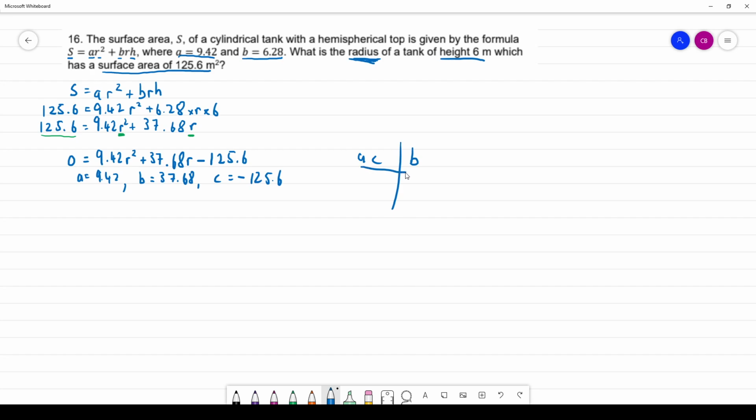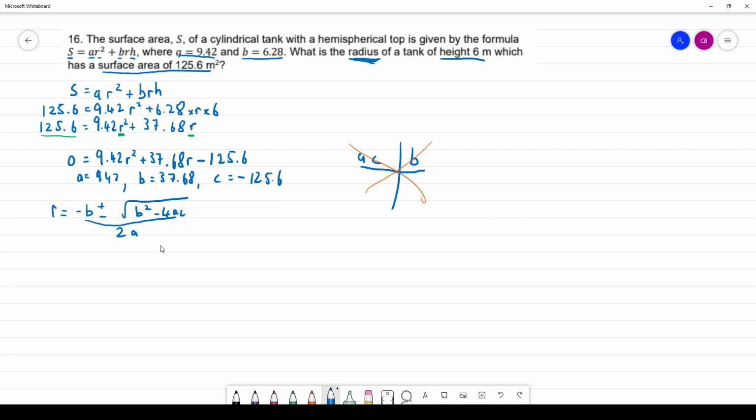So if we want to solve for R, we could try the A, C, B method, the factors of A times C that add up to B. But we're dealing with some pretty intense decimals here, so I can't do that in my head. But what I know will work is the quadratic formula. X equals, but in our case it's R, so let's write R. R equals negative B plus or minus the square root of B squared minus 4AC all over 2A.